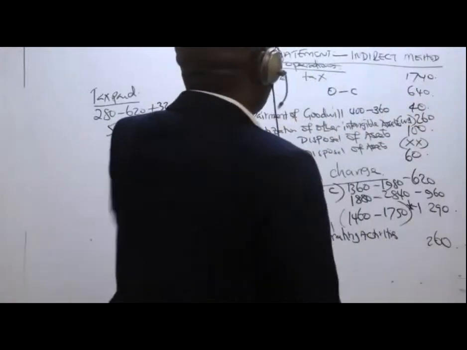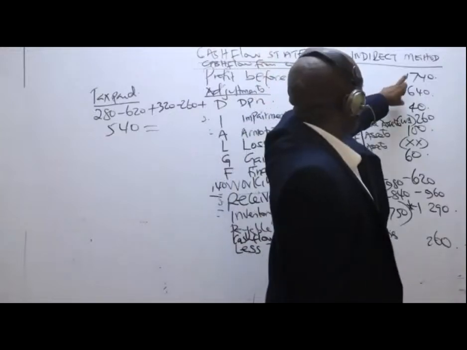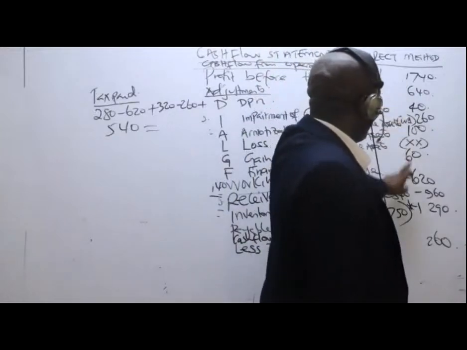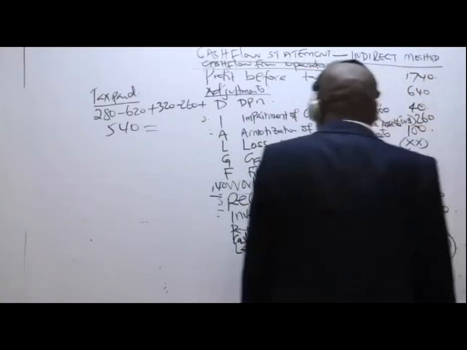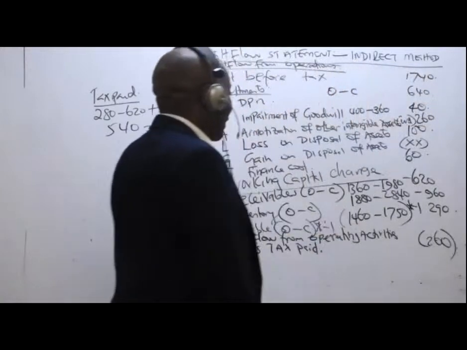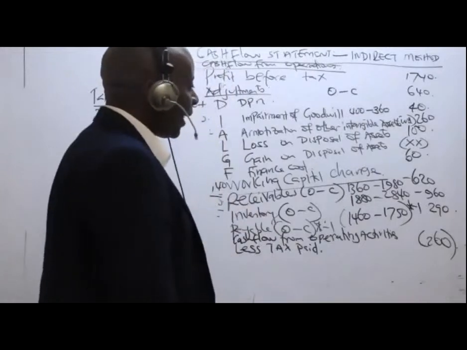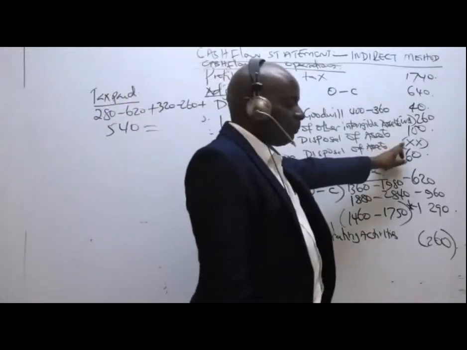So is it possible for you to get your calculator from here? Abracadabra, right? The tax paid, of course, in this case is negative. Just give me the net cash flow automatically. Give me the net cash flow from operating activities.